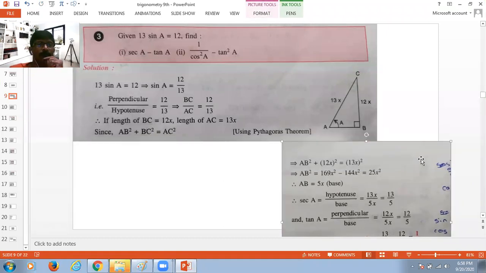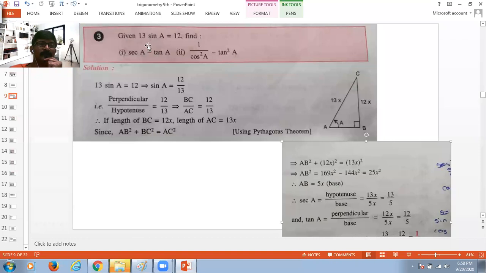Okay guys, so we will see the next sum. What is given in this particular sum? 13 sin A is equal to 12. And what you have to find: sec A minus tan A, and the second part, 1 upon cos square A minus tan square A.